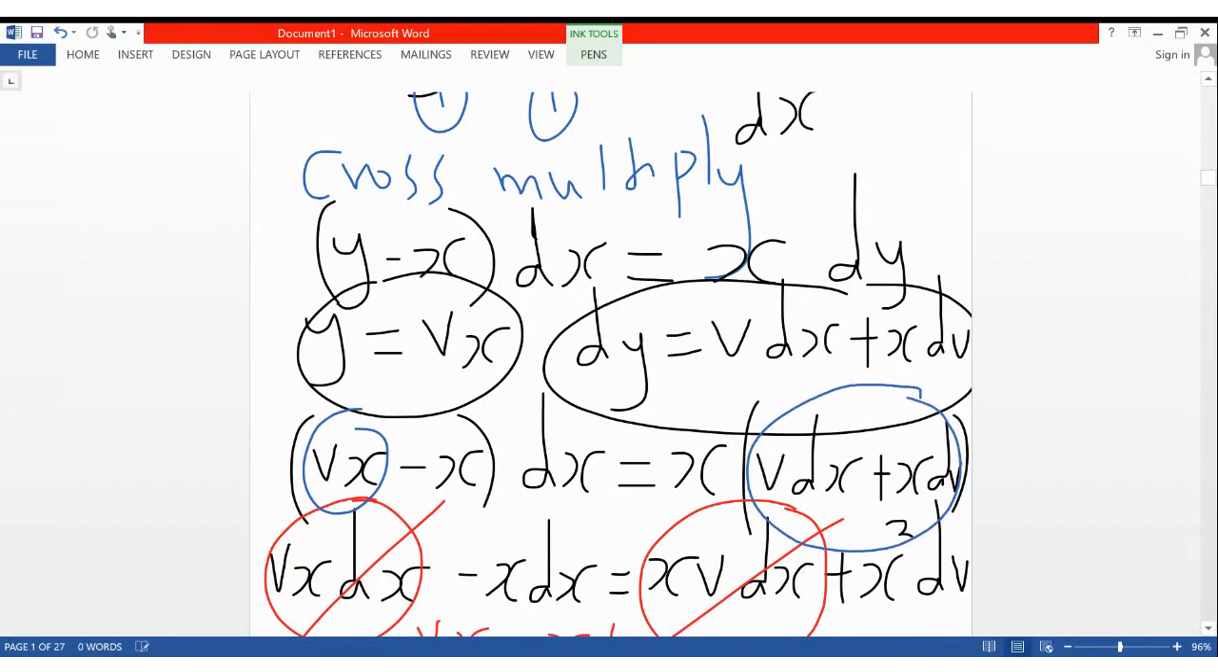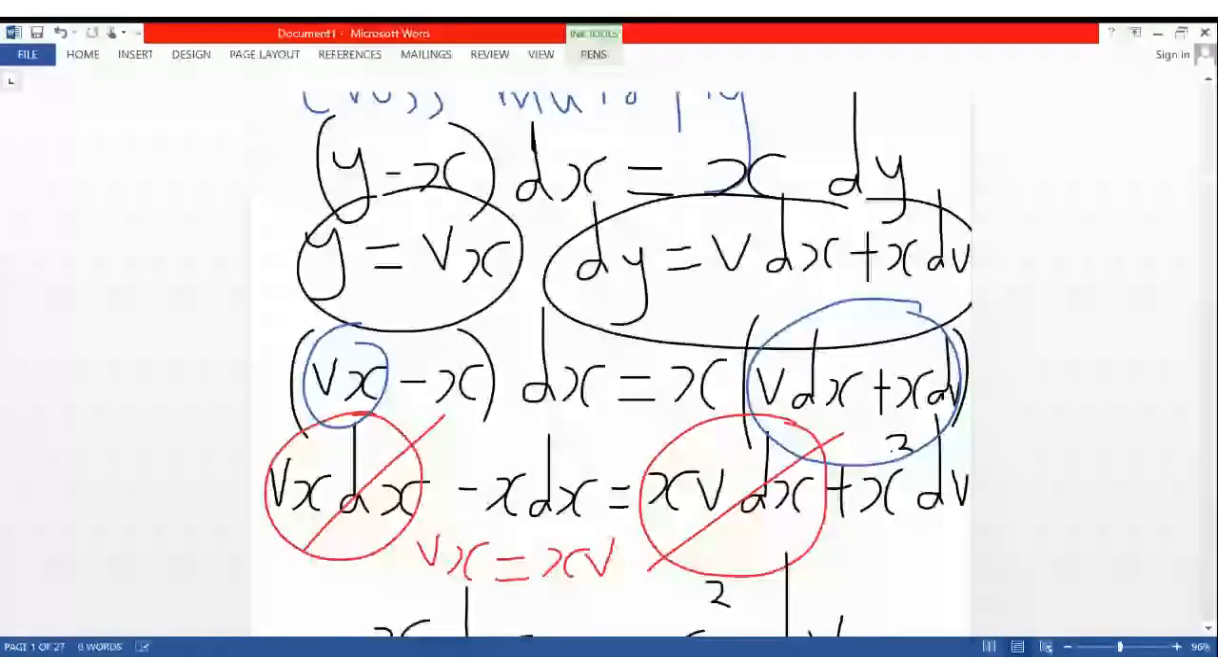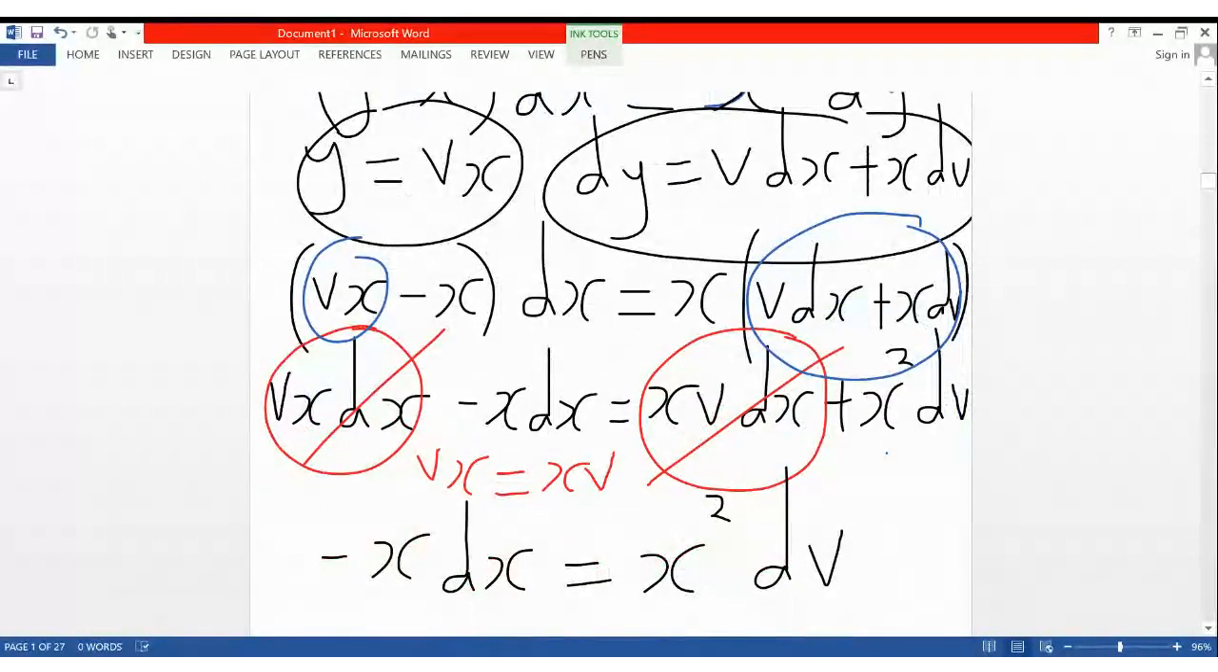Then from there, I open up the brackets. Vx times dx will get vx dx minus x dx. X times v will get x times v dx, and then x squared dv. These two terms that I've circled in red, they are identical, and they are on opposite sides of the is equal. So they'll go to zero.